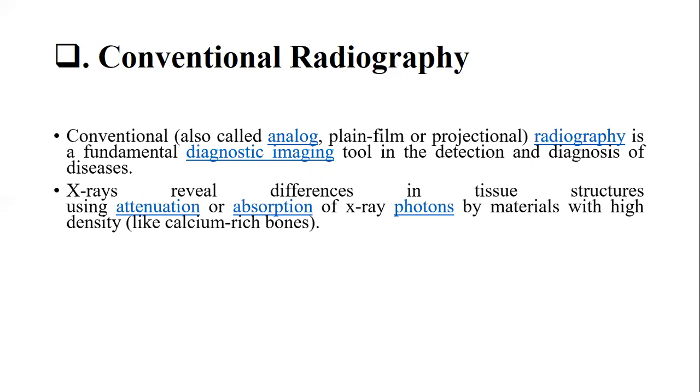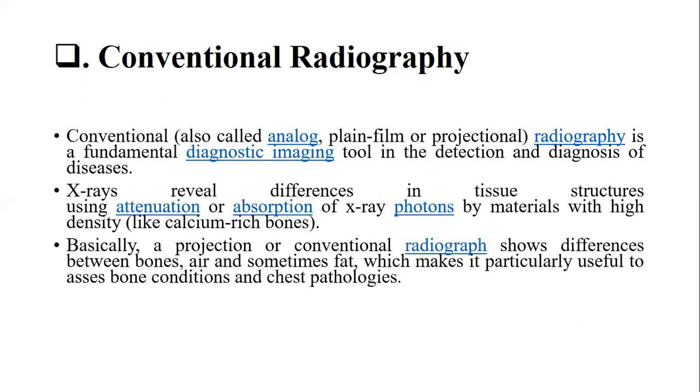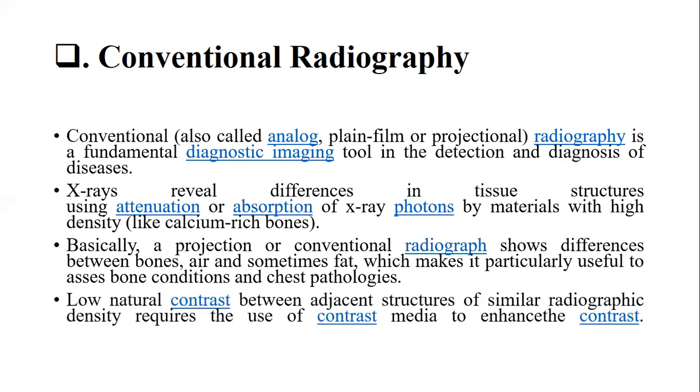X-rays reveal the differences in tissue structures using the attenuation or absorption of X-ray photons by materials with high density like calcium-rich bones. Basically, a projection or conventional radiograph shows the differences between the bones, air, and sometimes fat also, which makes it particularly useful to assess bone conditions and chest pathologies. Low natural contrast between adjacent structures of similar radiographic density requires the use of contrast media to enhance the contrast of the particular image.